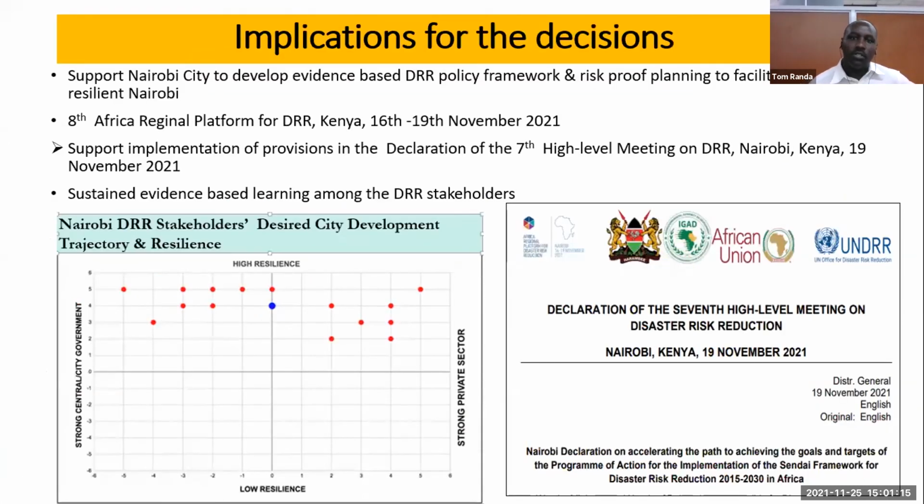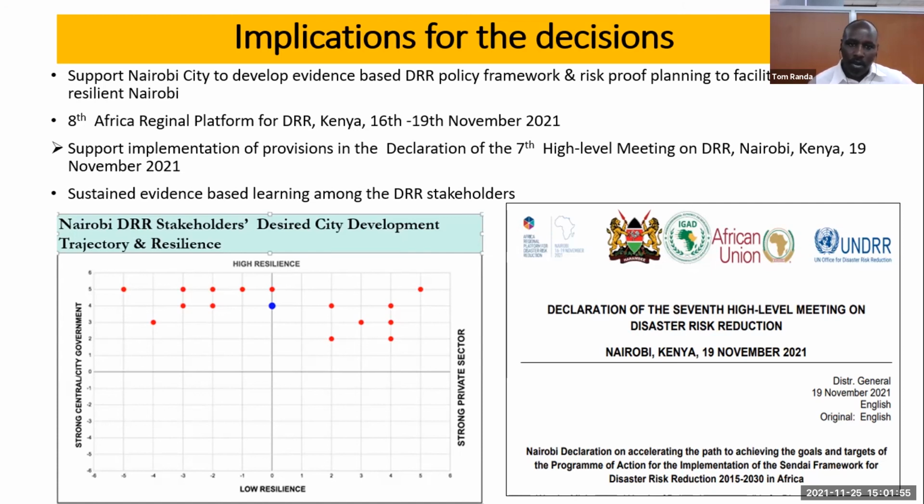So what are the implications, especially of the decisions that are going to be made? One is actually to inform the evidence-based DRR policy framework and risk-proof planning to facilitate a resilient Nairobi. And also, secondly, the output of the 8th regional platform for DRR in Kenya, the declaration which was made at the 7th high-level meeting had some provisions which can give us the opportunity, because it acknowledges the sustained regional partnership, but also the area around advocacy and integration of evidence.